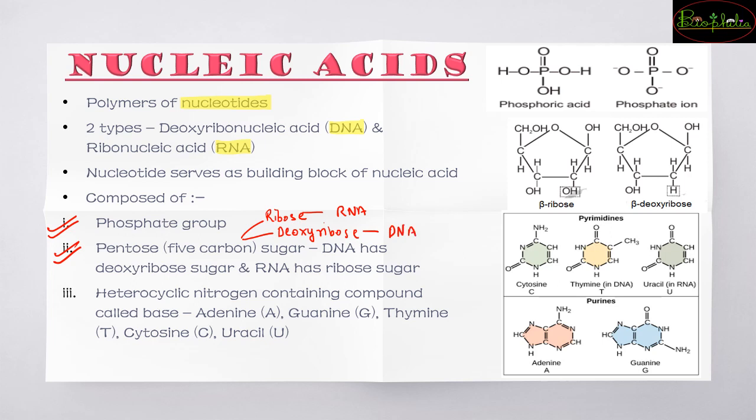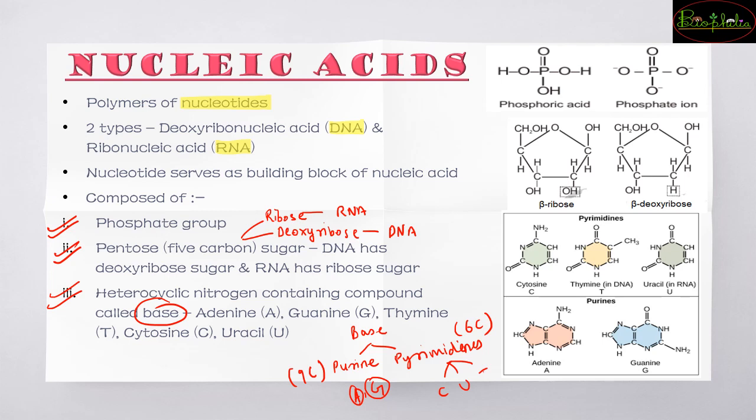Then there are heterocyclic nitrogen containing compounds which are called as bases. Bases जो होते हैं, these are of two types. One is purine, one is pyrimidine. Okay, so ones called purines are 9 carbon, whereas pyrimidines are 6 carbon. प्यूरिन में आते हैं A और G. A और G क्या है? Adenine और Guanine. और pyrimidines में आते हैं तीन, C U T, cut. So C is cytosine, U is uracil and T is thymine.